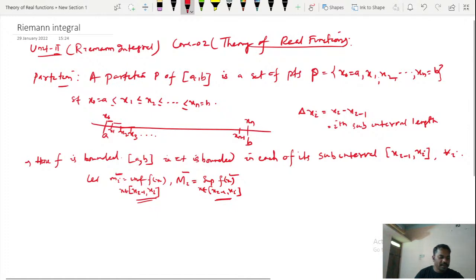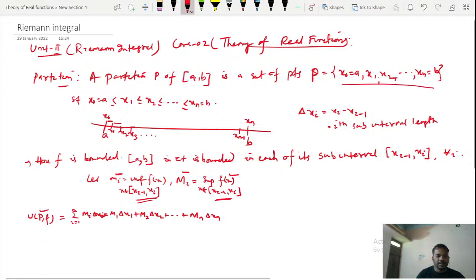So if we find a sum like M1 delta x1 plus M2 delta x2, similarly Mn delta xn, this is the summation of Mi delta xi, i from 1 to n, and this sum is called your upper Darboux sum for a partition P, where the partition P is x0, x1, x2 up to xn.